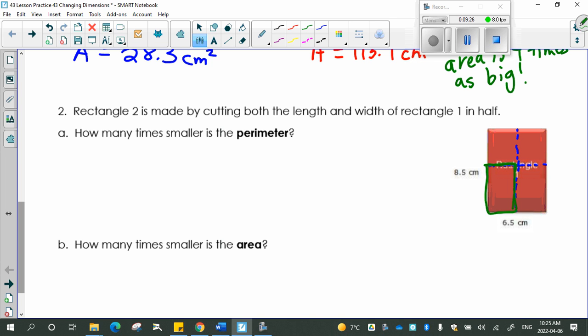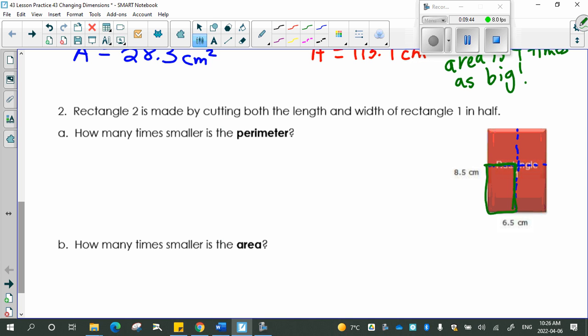That would be the littler one? Is that right, Charlie? Okay, read the question. Rectangle 2 is made by cutting both the length and width of rectangle 1 in half.